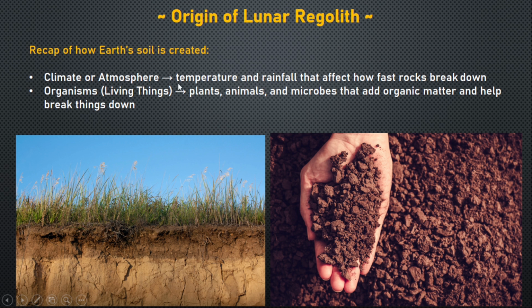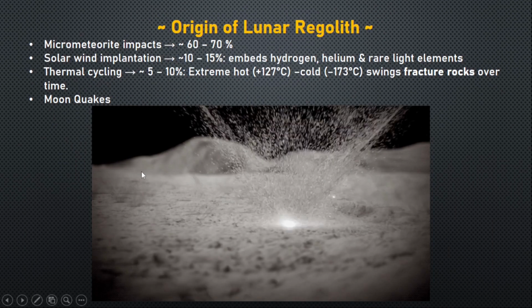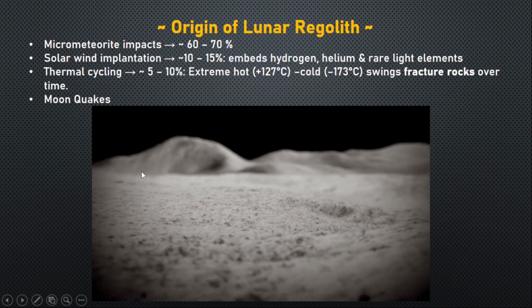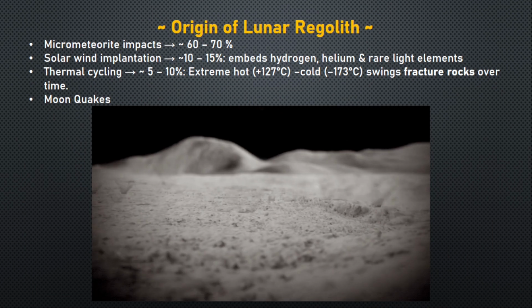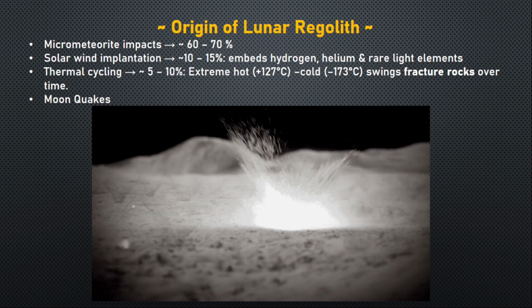But on the moon, there is no atmosphere, so there's no climate, and there are no living organisms in the soil. There are no humans. There's nothing living, both macro and micro, on the lunar surface. So how is the lunar soil created? For the lunar soil, there are four processes that can create it. First, one of them is the micrometeorite impact.